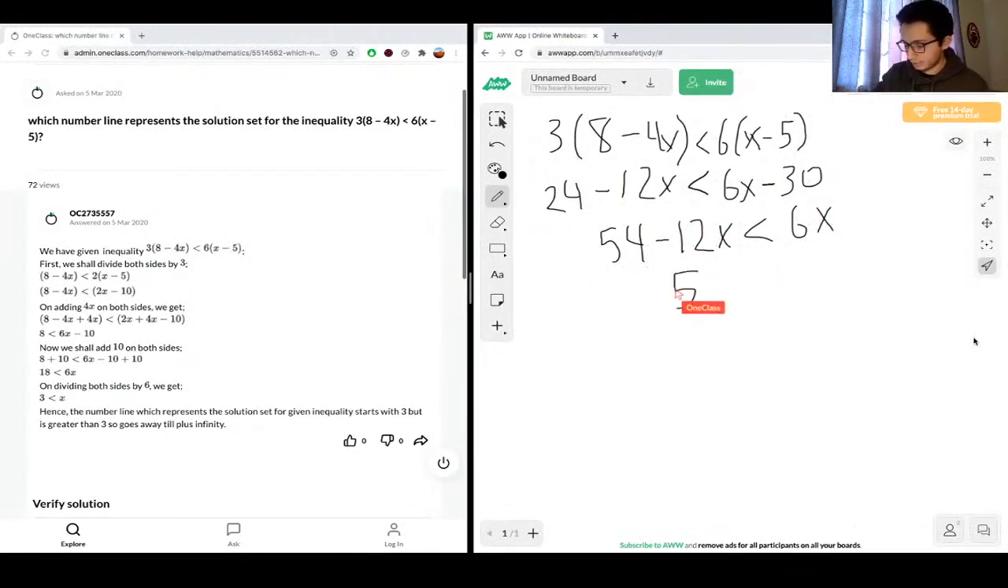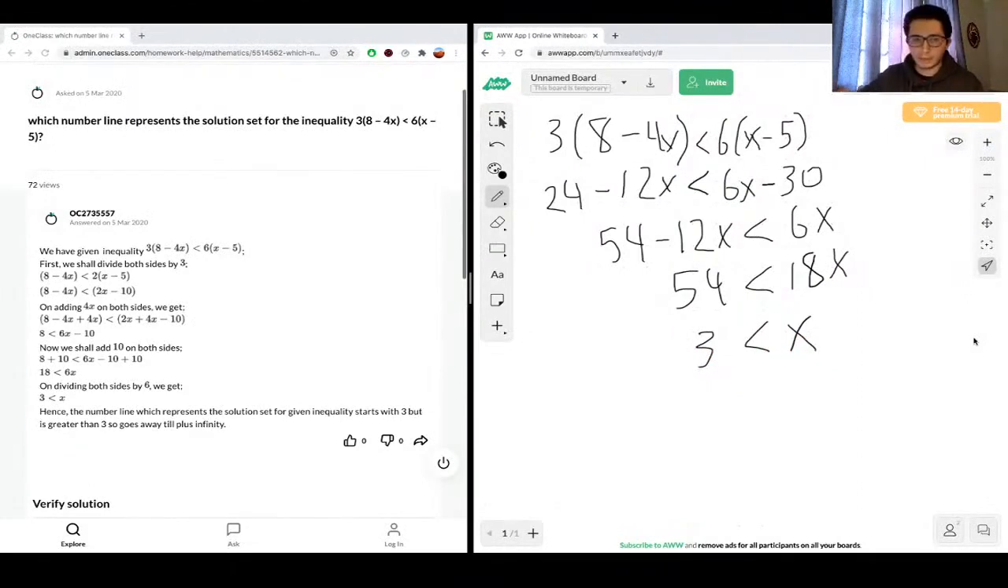Then we add positive 12x to both sides, so 54 is greater than 18x. And then our final step will be to divide 54 by 18, which would give us 3. So we divide both sides by 18, and then we get the final answer: 3 is less than x.